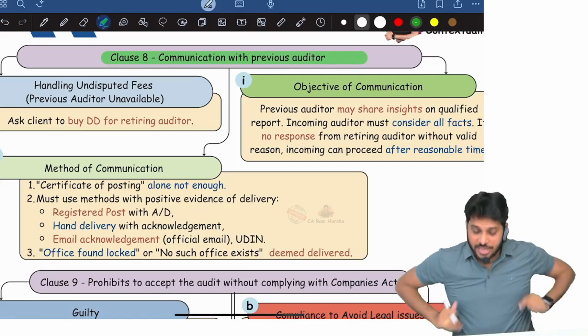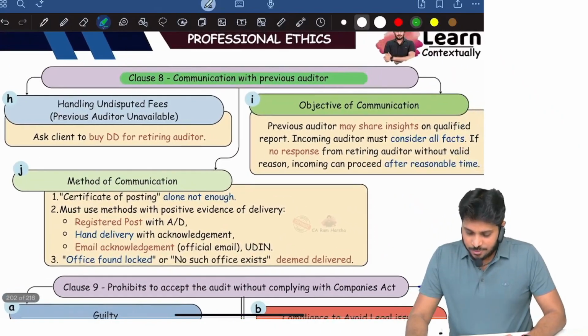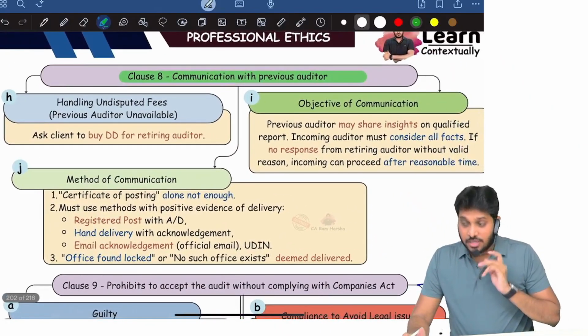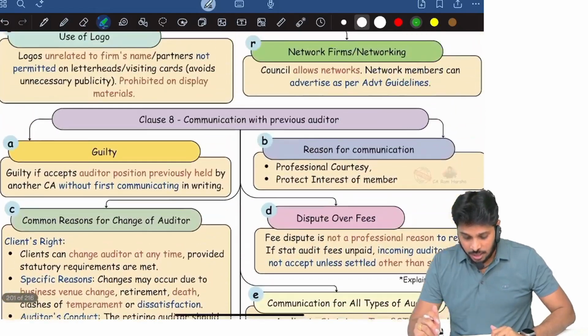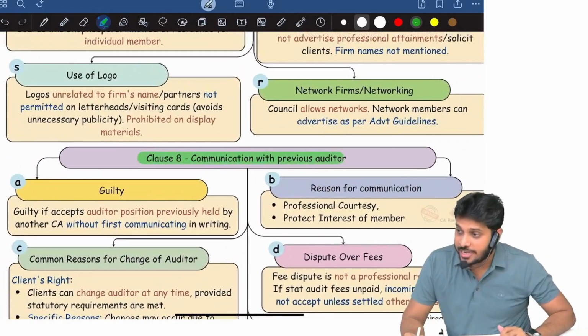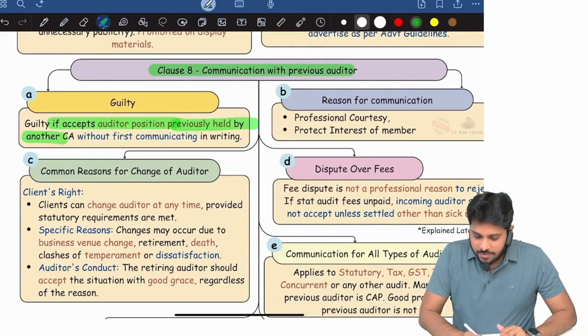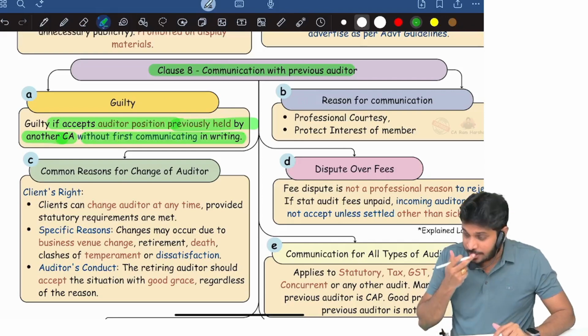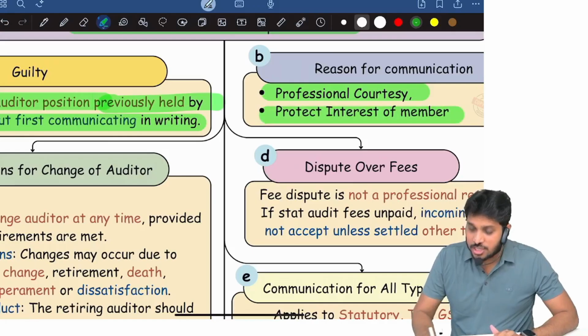What is communication with previous auditor? A CA is deemed to be guilty of professional misconduct if he accepts appointment as an auditor without first communicating with the previous auditor. So he is guilty if the auditor accepts a position previously held by another CA without first communicating. Why? What is the reason? Professional courtesy, to protect the interest of another member.